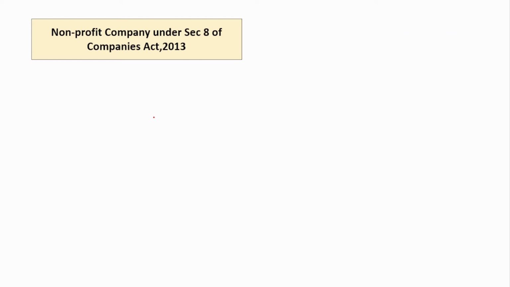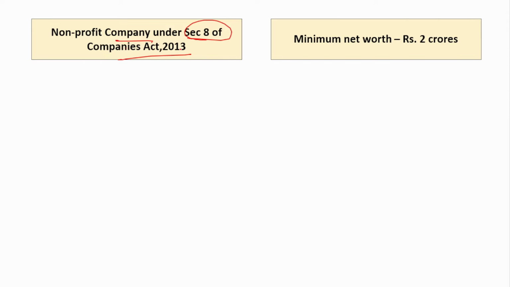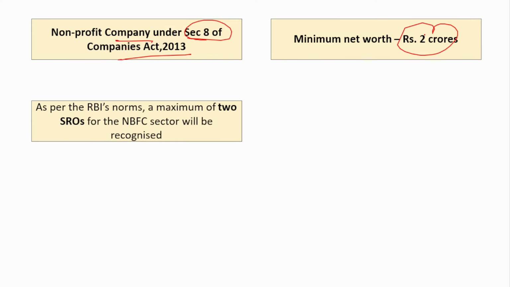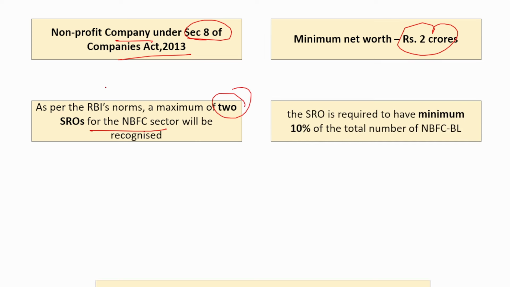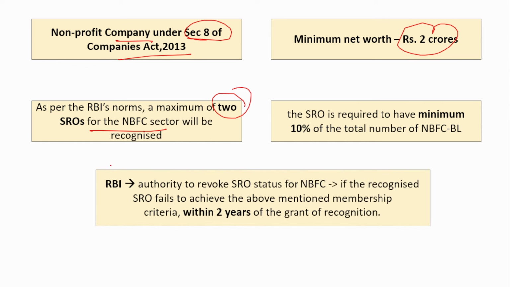Now, if any entity wants to become an SRO, then it should be established as a non-profit company under Section 8 of the Companies Act 2013. And it should maintain a minimum net worth of 2 crores. Also, as per the RBI's norm, a maximum of 2 SRO for the NBFC sector will be recognized. And also, if the SRO does not fulfill any of these conditions, then within 2 years of the grant of recognition, the RBI has the authority to revoke the SRO status.